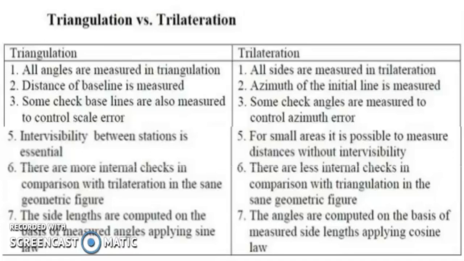Okay. Then in triangulation we have baseline measurements. Check baselines are also measured to control the scale error. Intervisibility between the stations is obviously essential. There are more internal checks in comparison with trilateration, and the side lengths are also computed. Whereas in case of trilateration, check angles are measured to control azimuth error. In small areas, it is possible to measure distances without intervisibility. There are fewer internal checks in comparison with triangulation, and the angles are computed on the basis of measured sides.